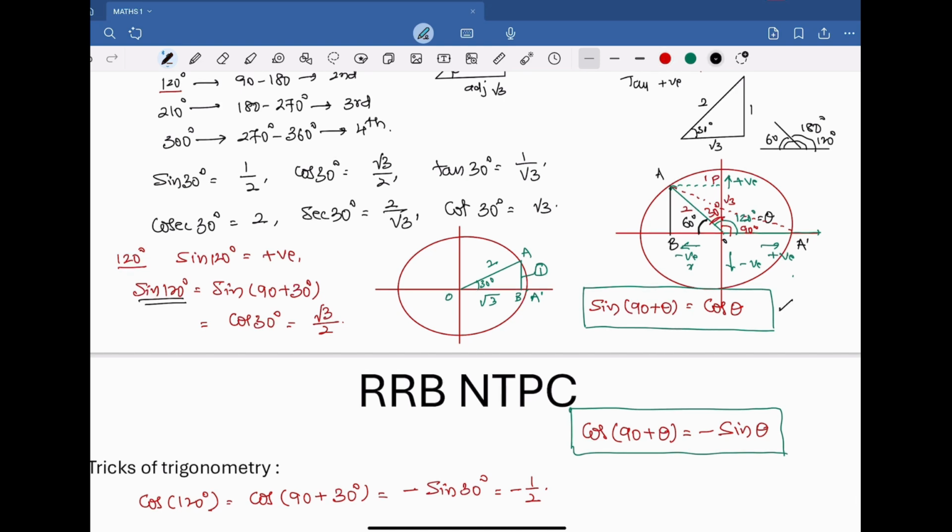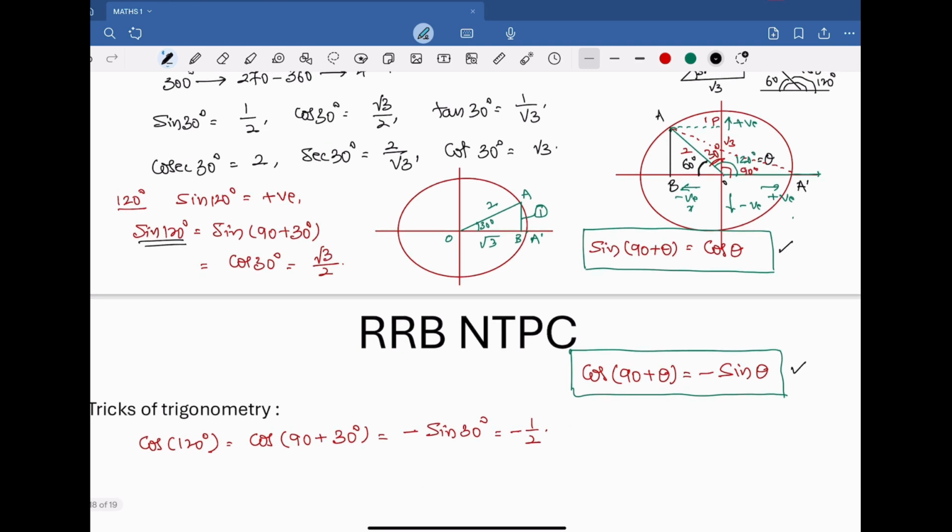Sin 90 plus theta is equal to cos theta. Cos 90 plus theta is equal to minus sin theta. Why this minus sign here? Because cos is negative in the second quadrant. Here, why is it a plus sign? Because sin is positive in the second quadrant.